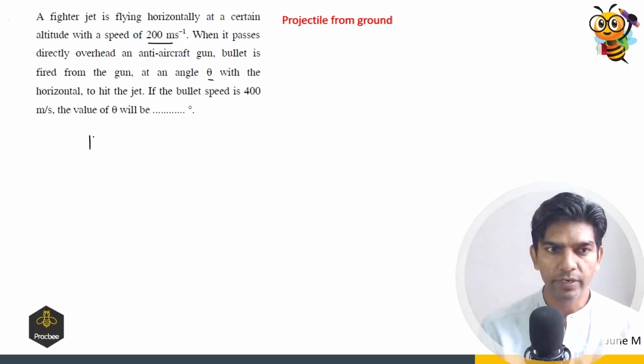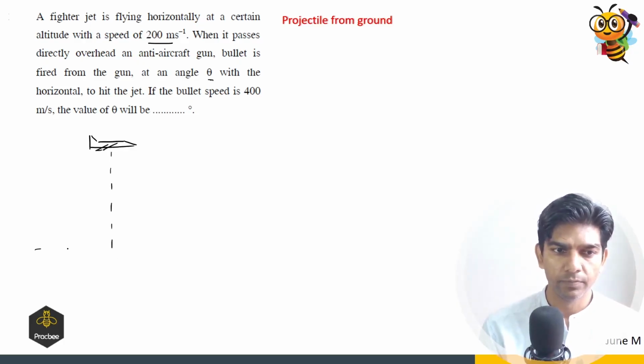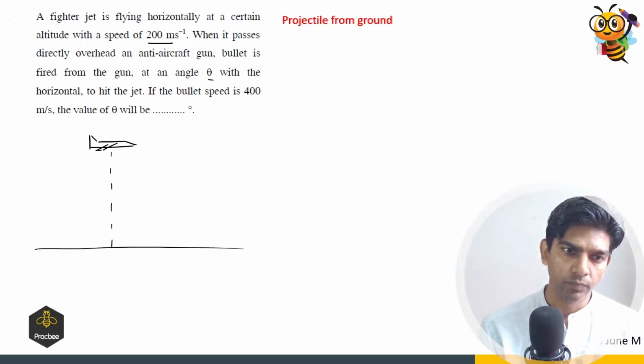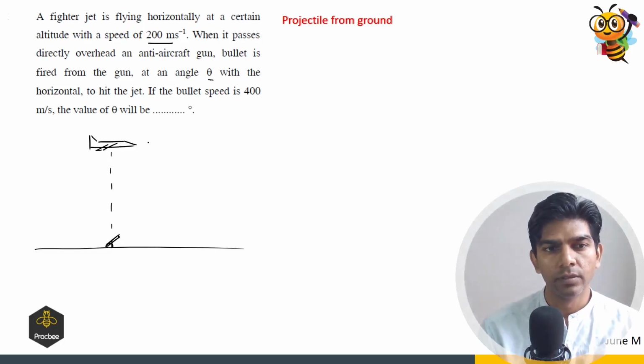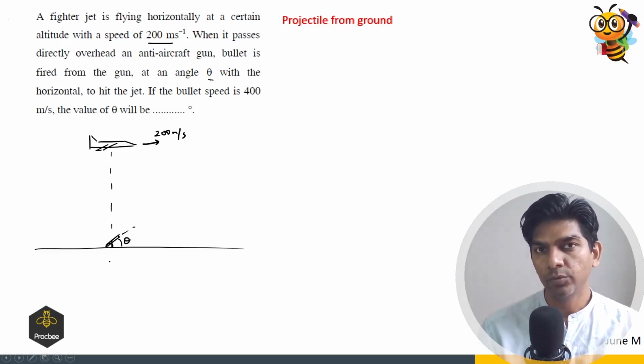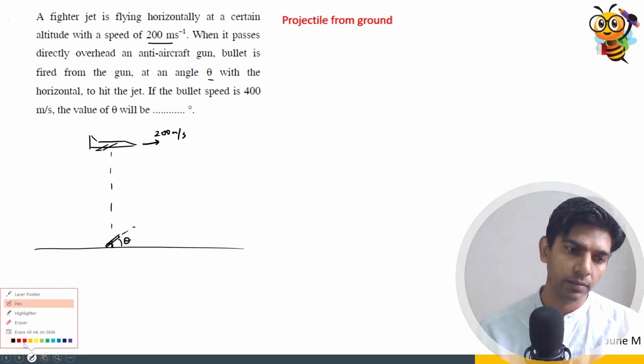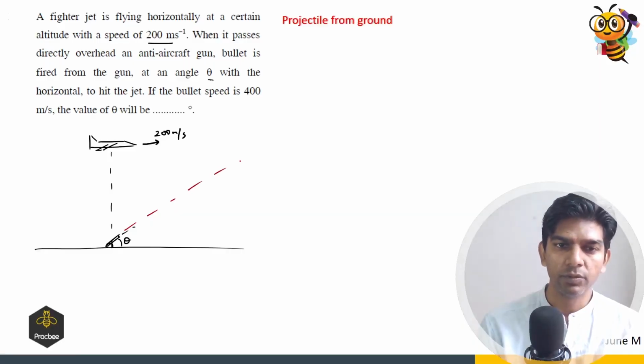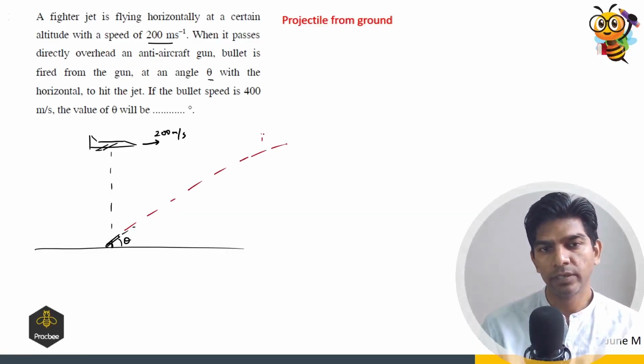So we are given a fighter jet, and when this fighter jet is overhead an anti-aircraft gun, a bullet is being fired, right, by the anti-aircraft gun. So it has a velocity of 200 meters per second in the right direction, and it is being fired at an angle of theta, and the bullet hits the aircraft. So this is the trajectory of the bullet, and somewhere here it hits the aircraft.